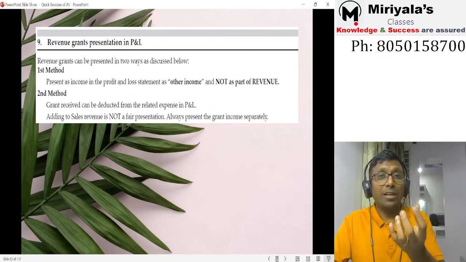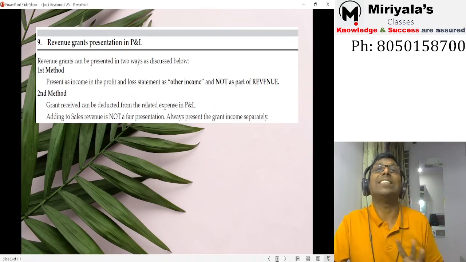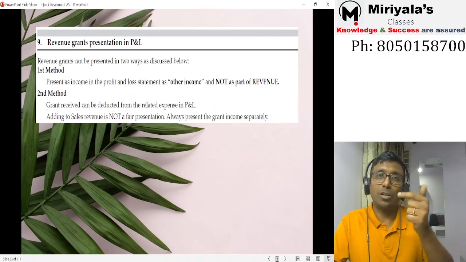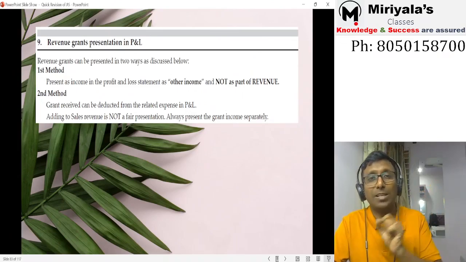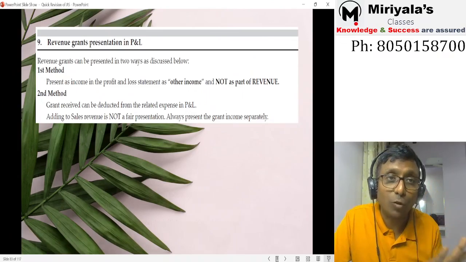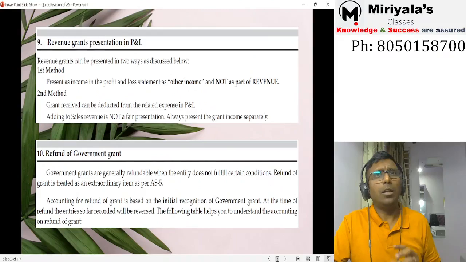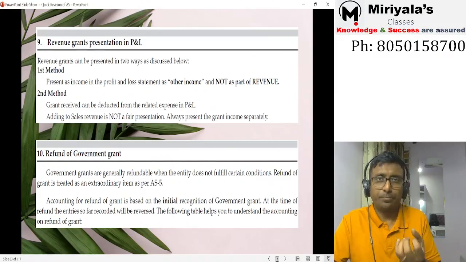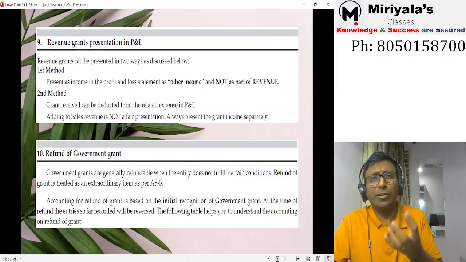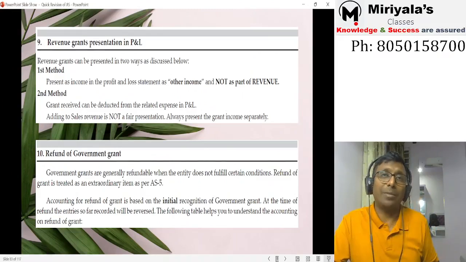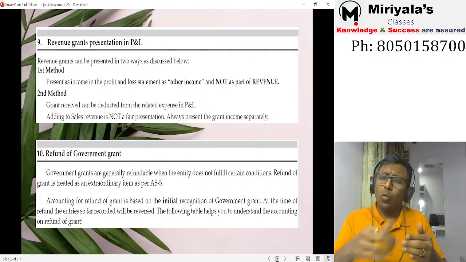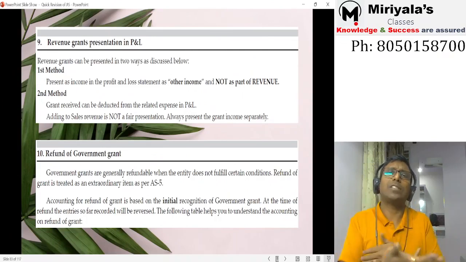But my point, government grant received is a financing activity. You should not reduce it from the asset, even though it is related to a fixed asset. It should be shown as a financing activity in the cash flow statement. Sir, last point is refund of government grant. So when do you refund the government grant? Correct. When you have not satisfied the conditions, then you have to refund the government grant. Now, when you're refunding the government grant, what is the accounting you should follow? Whatever accounting you have followed, no reversal accounting.